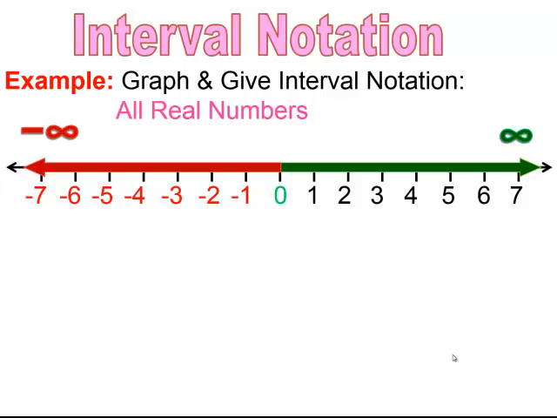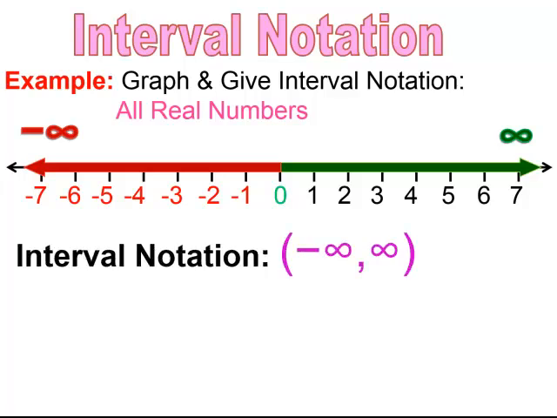So if I were to write all real numbers, and all real numbers indicates that every number on the number line is my solution, well, to write it in interval notation, you'll be using the parentheses, because you always use parentheses for infinity. So parentheses negative infinity comma positive infinity parentheses would indicate all real numbers. So this is interval notation for all real numbers.